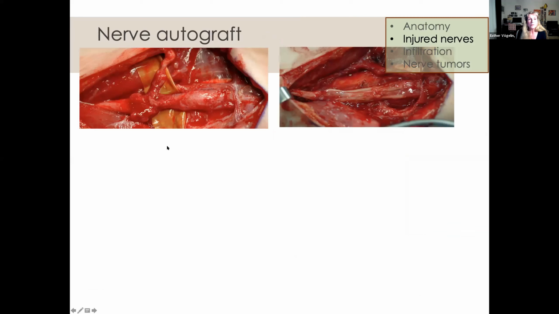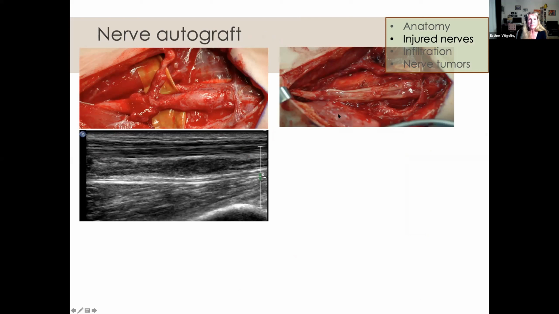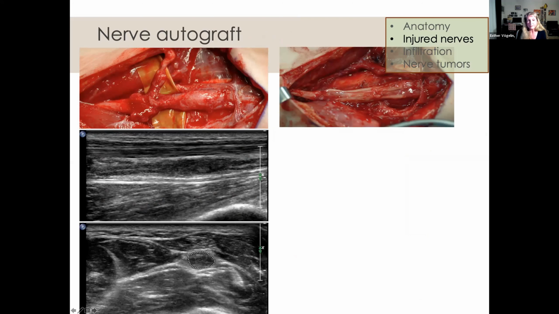Another example of a nerve graft. Here you have a neuroma in continuity, again over 3 centimeters of an ulnar nerve that has been grafted with cable grafts. You see the sonography preoperative. Here is your neuroma. There are no fascicles crossing this area. And the cross-sectional area is again without salami slices.